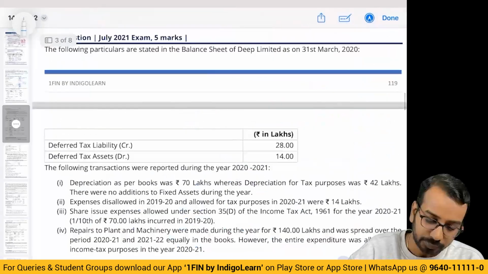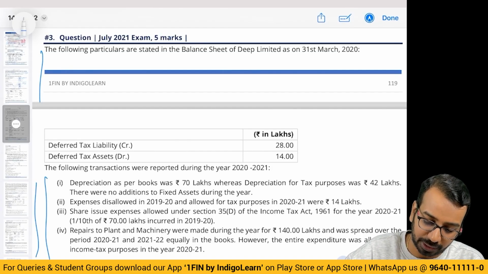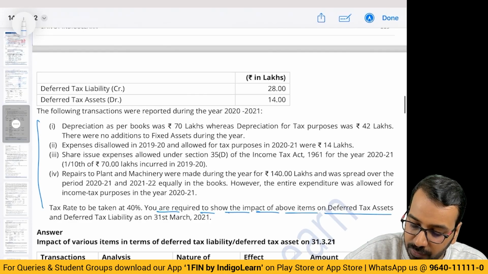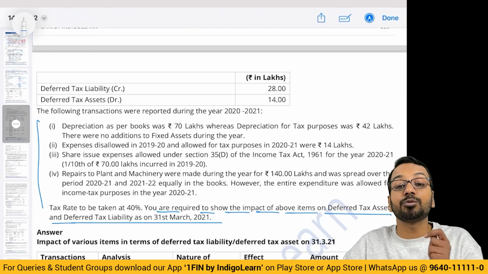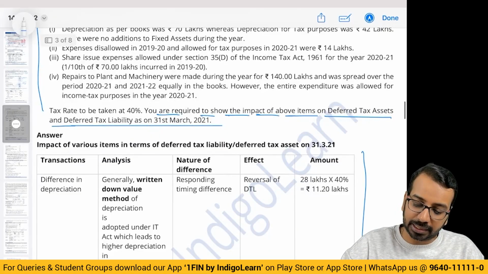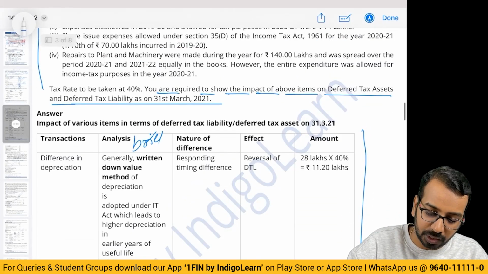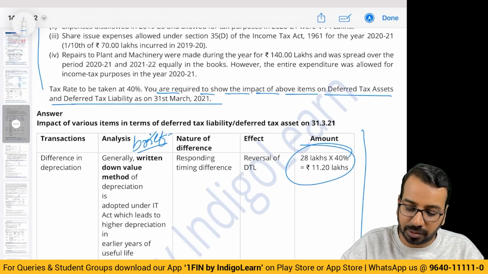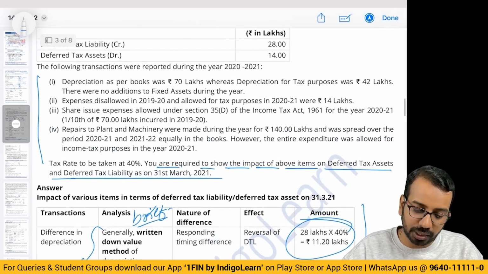Okay. Same question what we had seen earlier. See that they keep on repeating the question. Here they have said you are required to show the impact of the above items on deferred tax asset and deferred tax liability. Now when they have told you for each item show the impact, you have to do a working like this, and this analysis can be brief. You don't need to give a very detailed analysis. What is important? This number is important, and a brief analysis of why it is done. Okay, so let us do this.